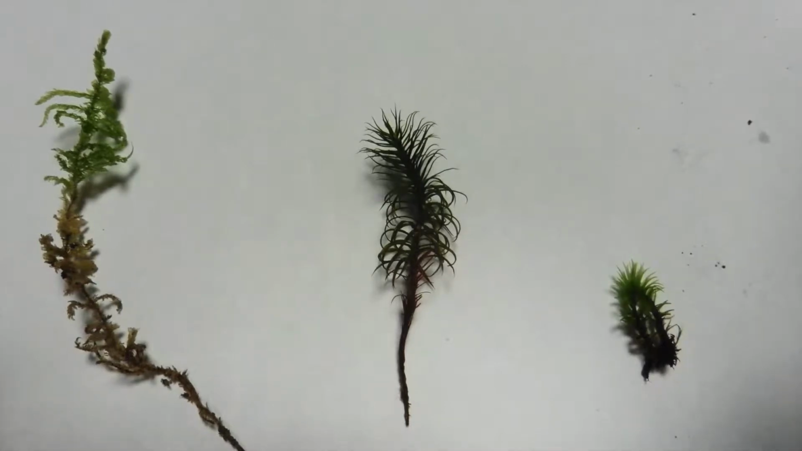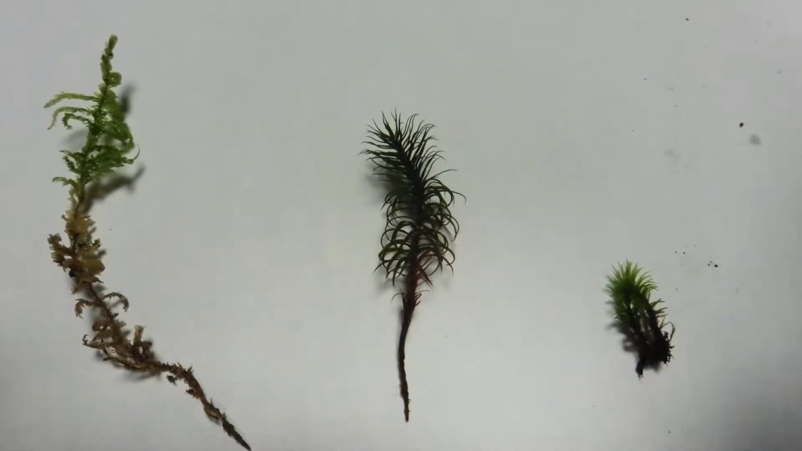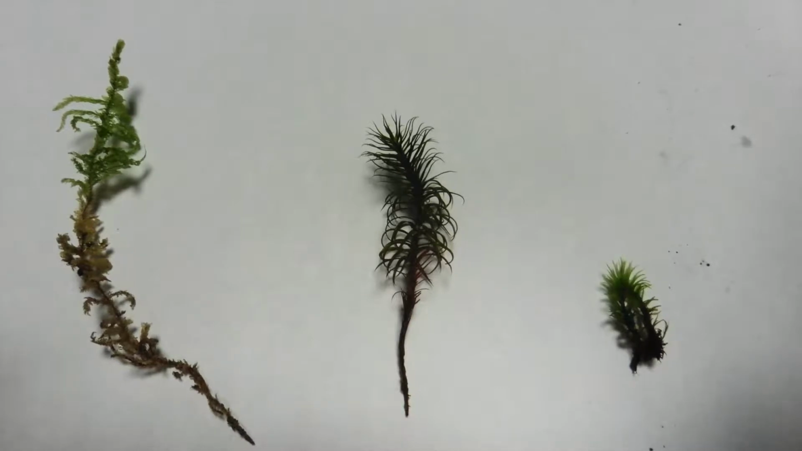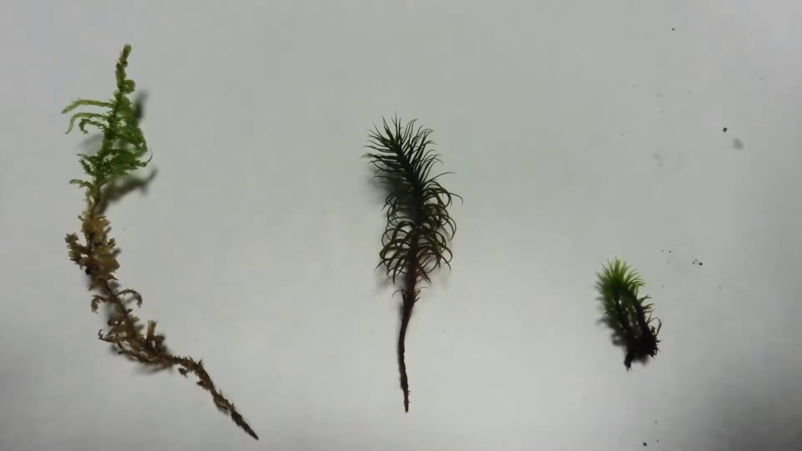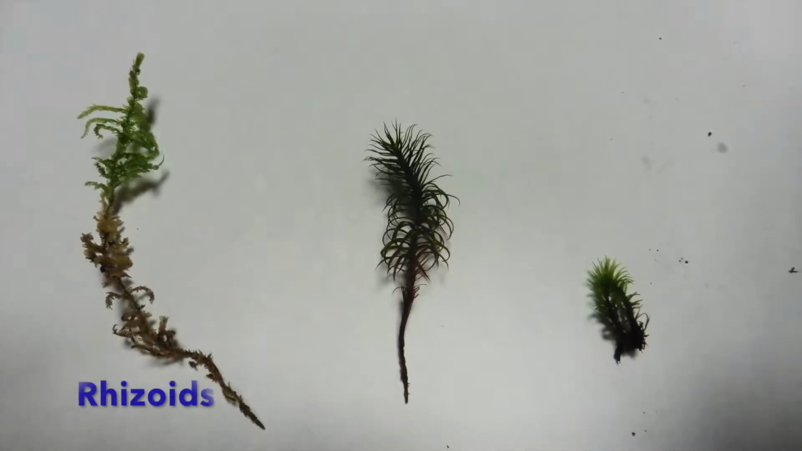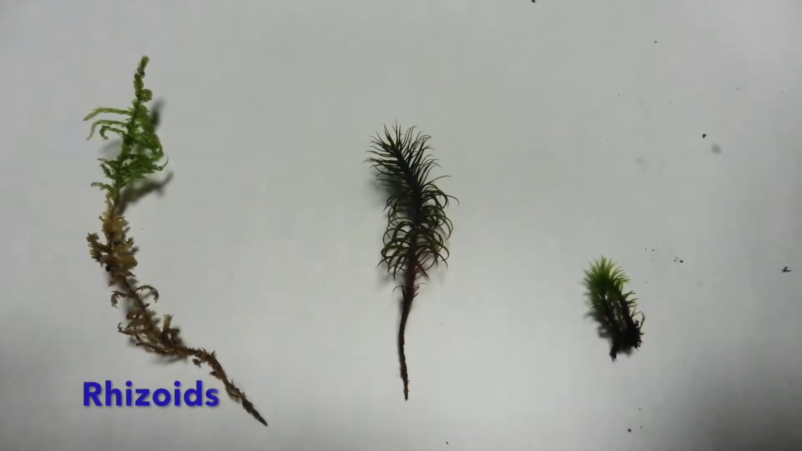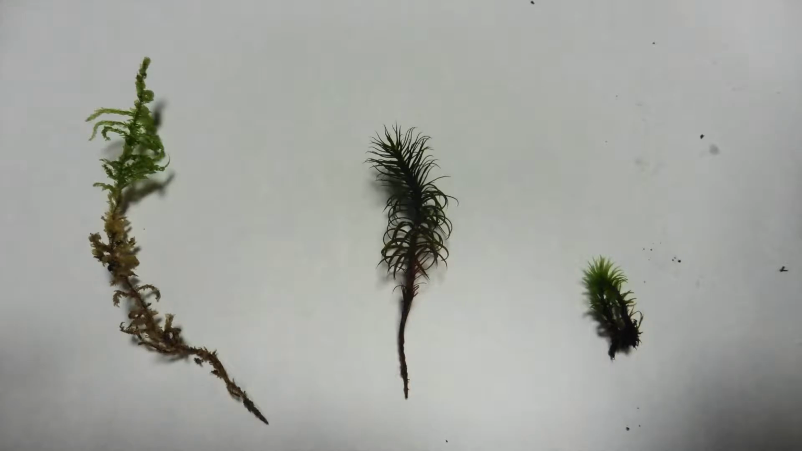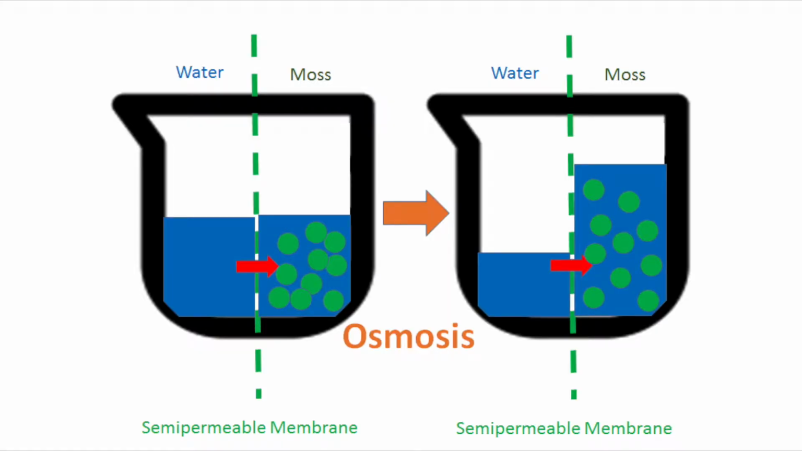First, moss does not have a vascular system, so they cannot transfer water throughout the plant from the roots. Actually, they do not even have true roots. These root-like things are called rhizoids. Rhizoids are just a filament that anchors the moss to the ground. Instead, they directly absorb moisture into cells through a process called osmosis.